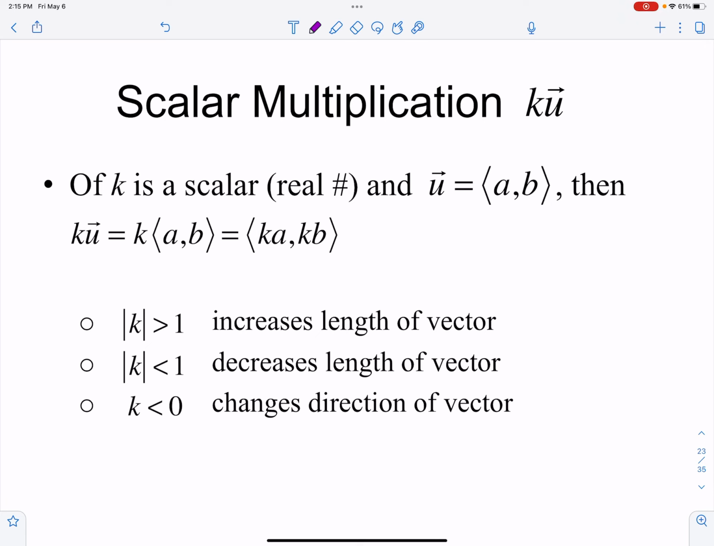If the absolute value of k is greater than 1, so its distance from 0 is greater than 1, that means it's going to increase the length of the vector. If the absolute value of k is less than 1, like 1/2 or -1/2, and you're multiplying the vector by that value, it's going to decrease the length of the vector. And if you multiply the vector by a negative scalar, so a value less than 0, then it's going to change the direction of the vector.